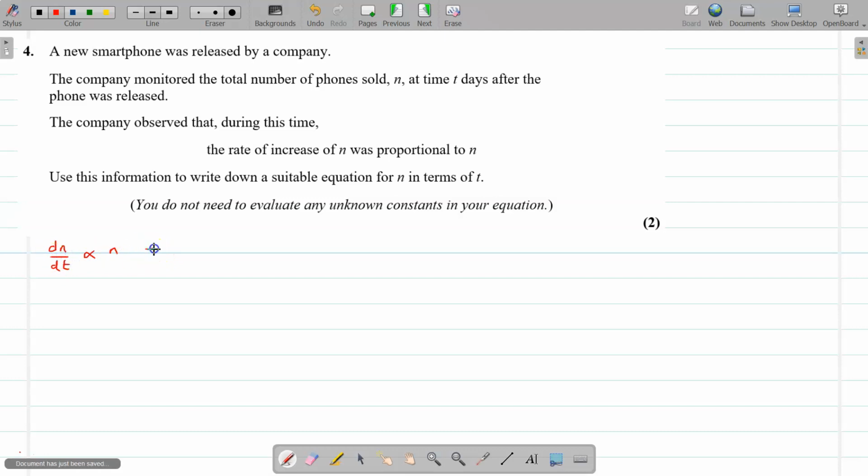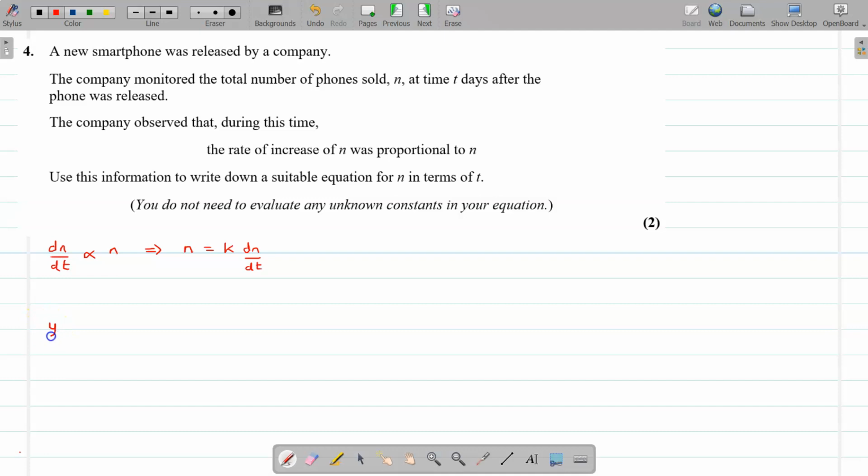Okay, and from then you could have gone on to say that because you've got to give a suitable equation for n, you could say that n is some constant times dn by dt. Okay, and we were allowing that for the 2nd mark because you haven't fully learnt about differential equations yet. However, you have learnt about the differential of e to the x being e to the x. So let me just explain what I mean.